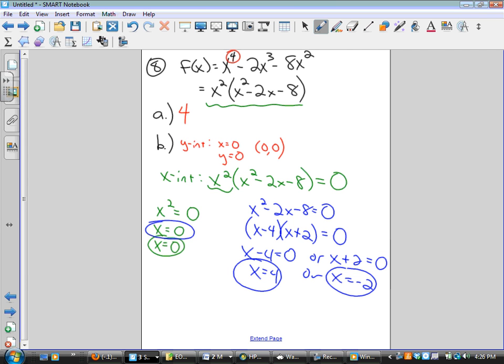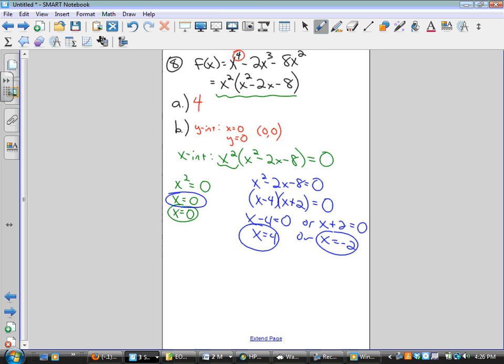Okay, so the fact that x equals 0 twice is important to us because part C says, does the graph touch or cross the x-axis at each one of those x-intercepts? So remember, if the root occurs an even number of times, then the graph just touches the axis at that point.